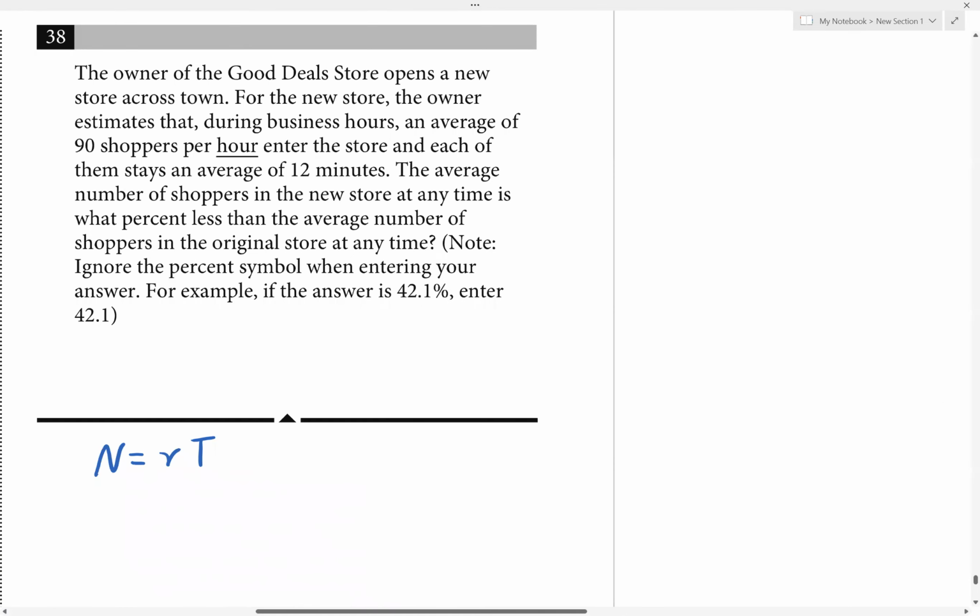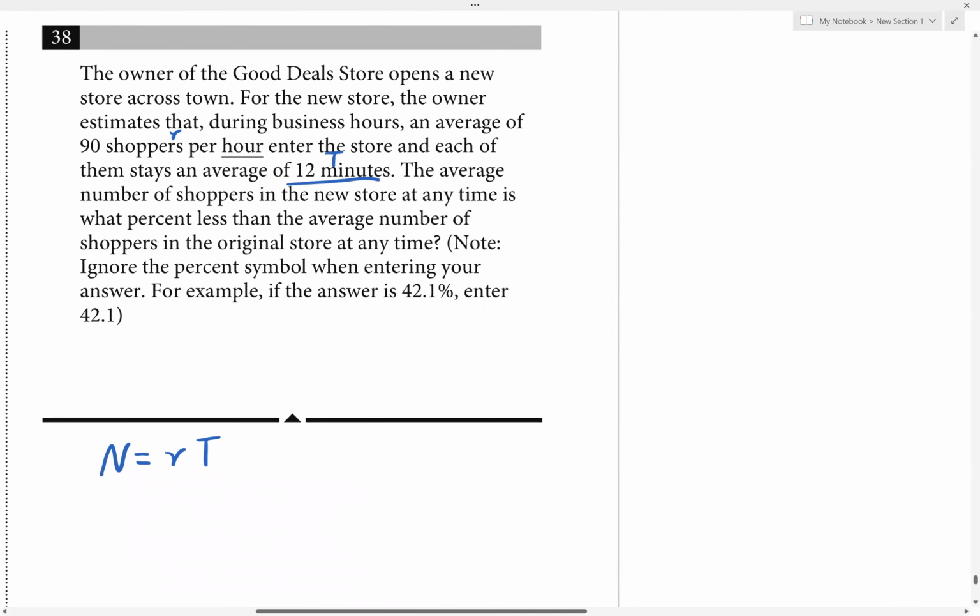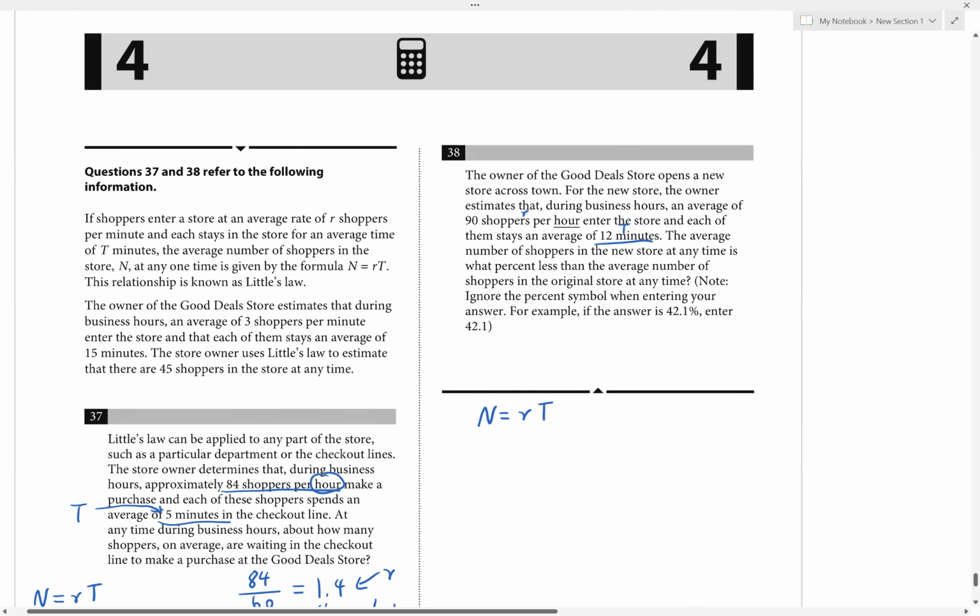We know there are 90 shoppers per hour, and each stays an average of 12 minutes. So 12 minutes here will be T, and 90 shoppers per hour is a rate, so that'll be R. We do have to be careful here. The rate here is per minute, because if we go back to the first paragraph, it says R represents the average rate of R shoppers per minute. In order to use the formula, we have to make sure the unit is in minutes.